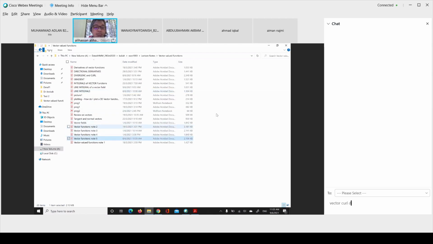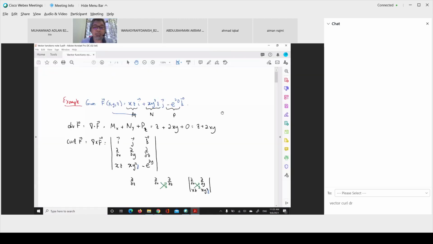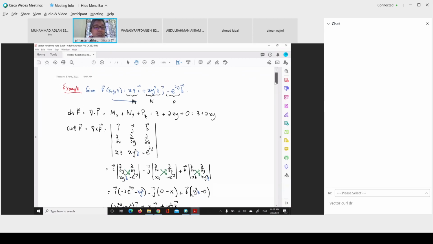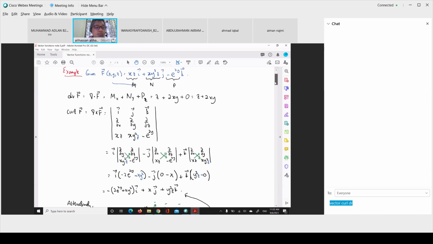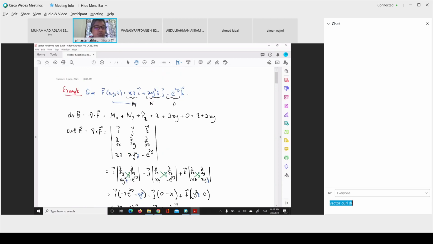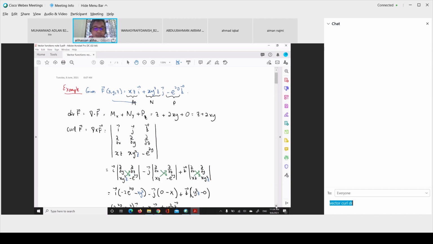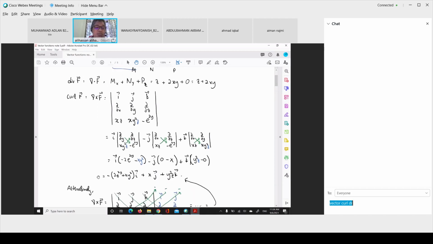Okay, let's review what we have discussed yesterday. We discussed that there are two types of derivatives for vector fields. One is called divergence and the other is called curl, right? The divergence of a vector field is a scalar function, while the curl of a vector field results in a vector.